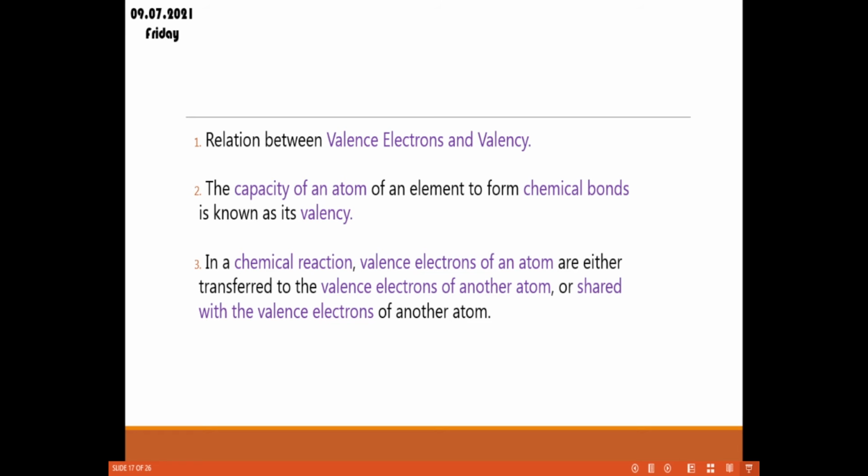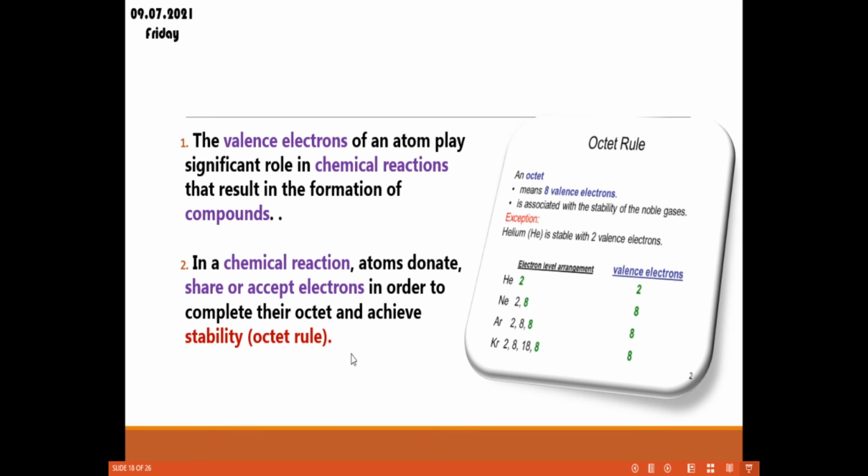Now the relation between valence electrons and valency. The capacity of an atom of an element to form chemical bonds is known as its valency. Keep this in mind, students. In a chemical reaction, valence electrons of an atom are either transferred to another atom or shared with the valence electrons of another atom. So the valence electrons of an atom play a significant role in chemical reactions. That is very important.